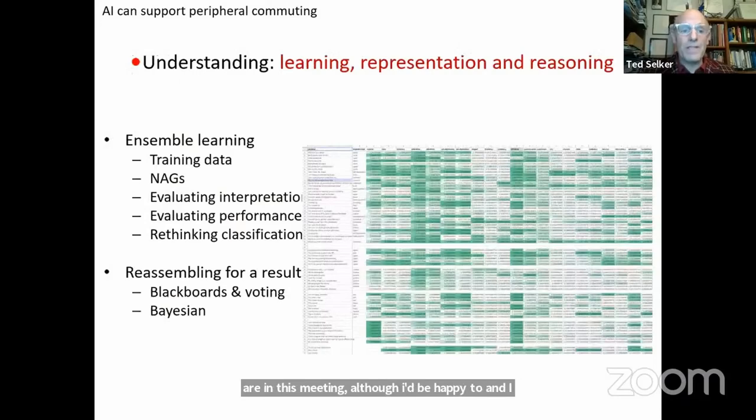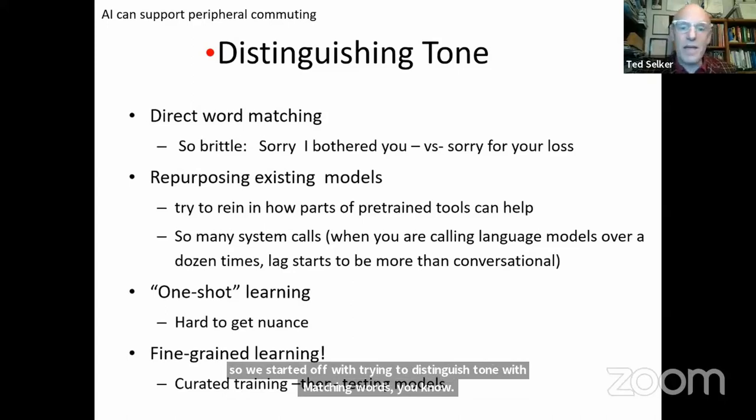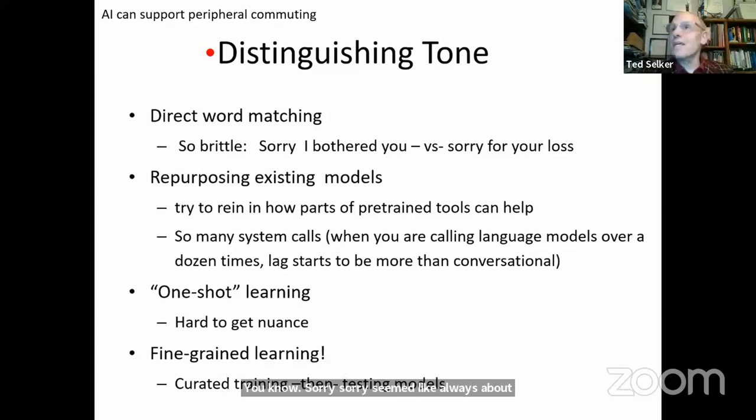So when we were building this, we started off trying to distinguish tone with matching words. Sorry seemed like it was always about apology, except it isn't, because we often say "sorry for your loss." And so direct word matching is not a great way to go. Some people use direct matching today, even in call center things and in looking for bad information in communication on social media.